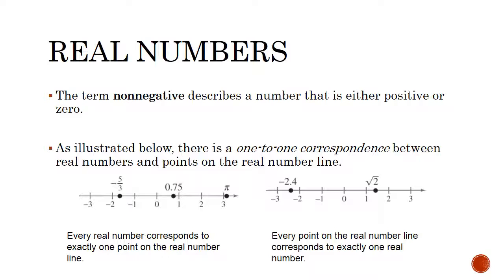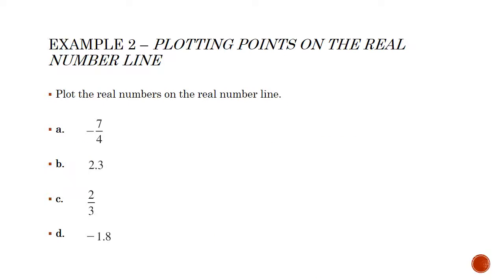Non-positive would be 0 and the negatives. When we plot numbers on a number line, there's a one-to-one correspondence between the real number and the point. What that means is that every number corresponds to exactly one point, and every point matches up with exactly one number.